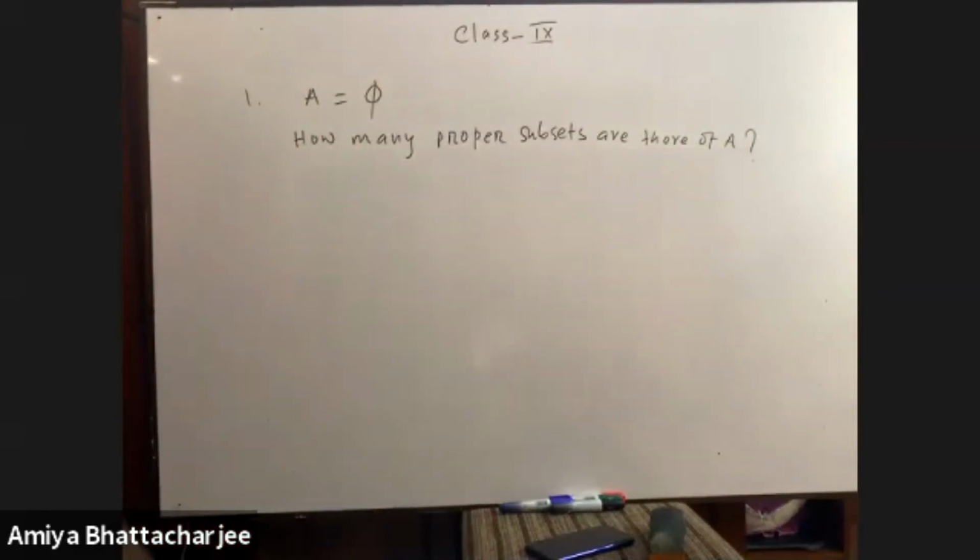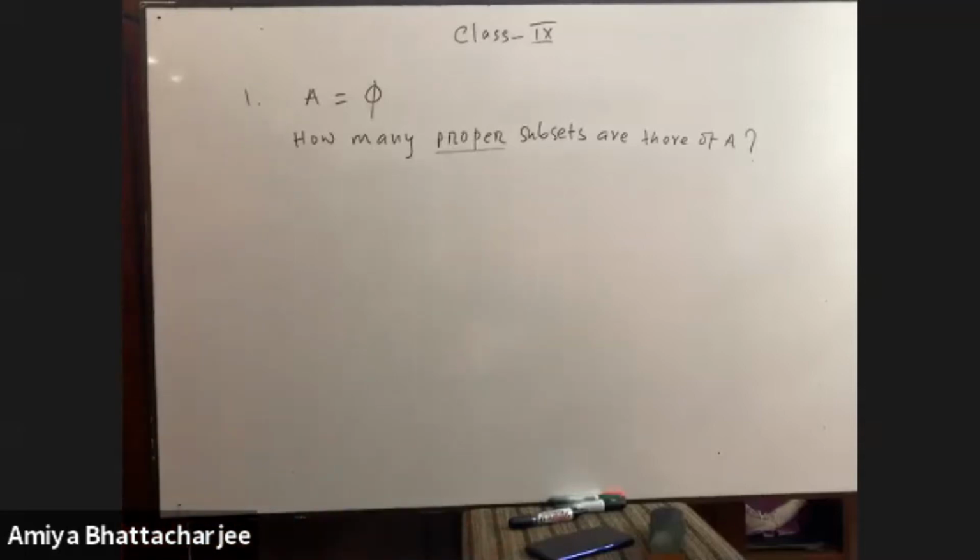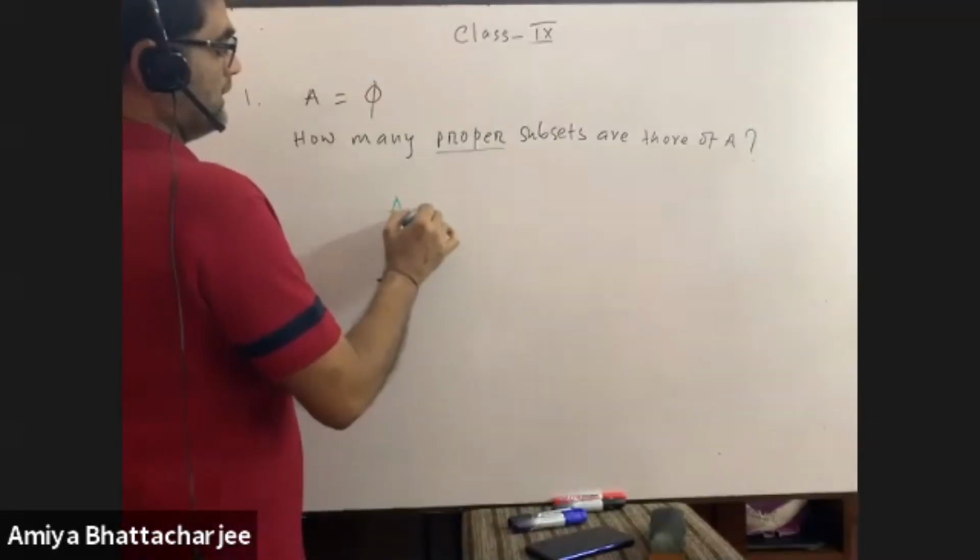Who can answer? Have you seen? How many proper subsets are there of A? What is meant by this? Sir, giving you an example. A is {1, 2}.